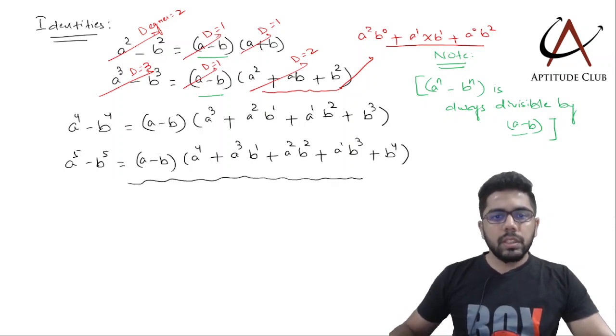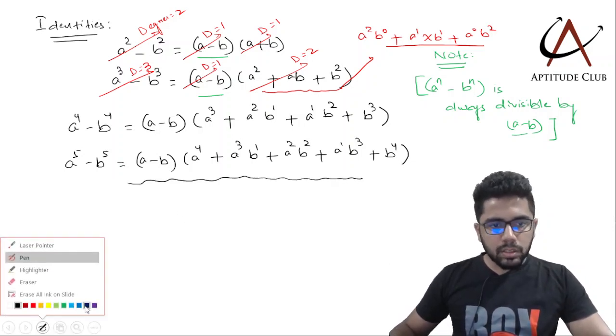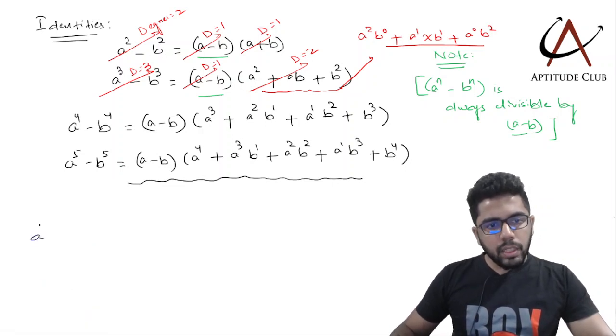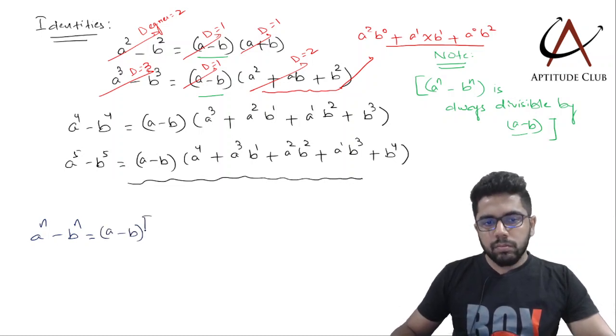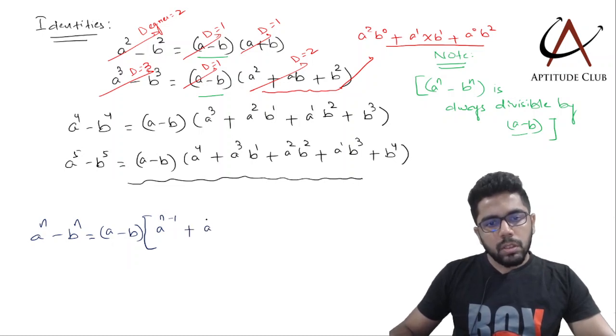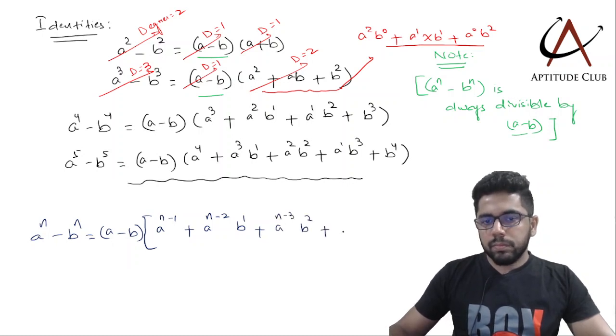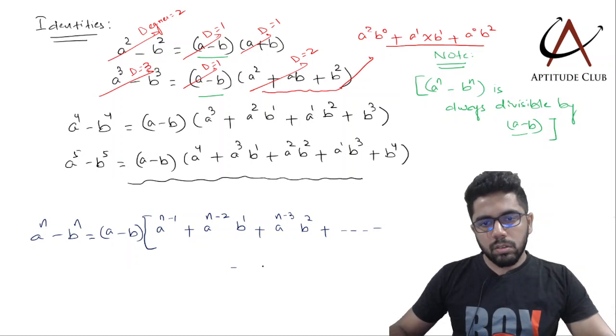So this principle in general, we can summarize in this way. For any expansion a to the power n minus b to the power n, I can take a minus b common. Then this is a to the power n minus 1 plus a to the power n minus 2 b to the power 1, a to the power n minus 3 b to the power 2, and so on. I will have a to the power 1 b to the power n minus 2 and finally b to the power n minus 1.